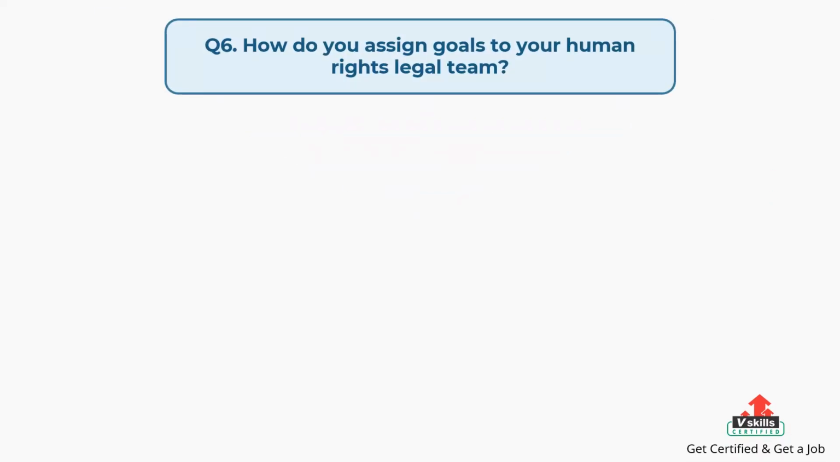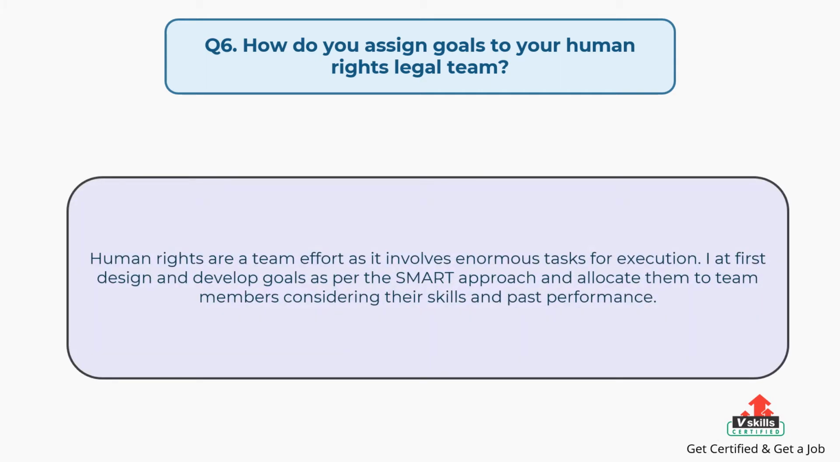Question number 6. How do you assign goals to your human rights legal team? The answer is: human rights work is a team effort as it involves enormous tasks for execution. I at first design and develop goals as per the SMART approach and allocate them to team members considering their skills and past performance.